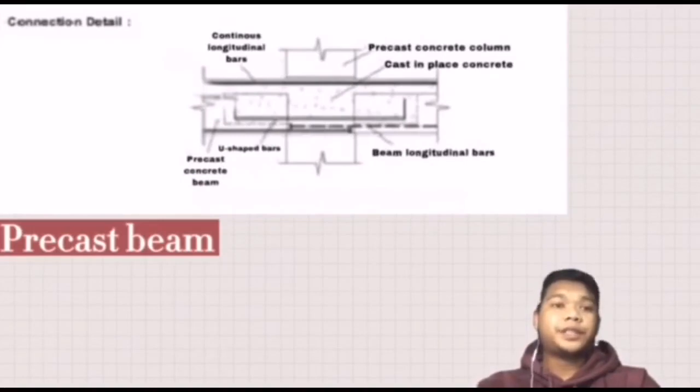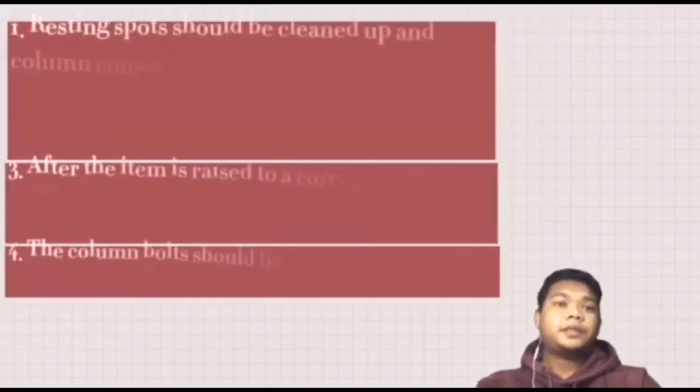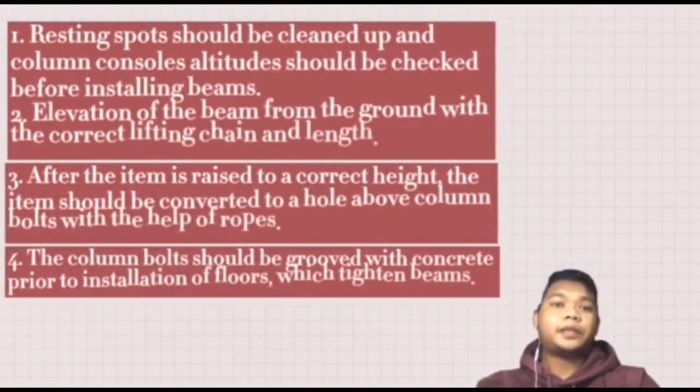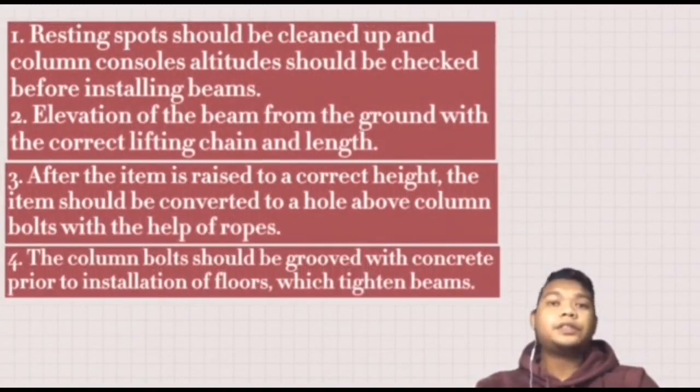For the installation, the precast beam resting spot should be cleaned up and the column console attitude should be checked before installing the beam. Elevate the beam from the ground with the correct lifting chains and length. The beam needs to hang horizontally. After the item is raised to a correct height, it should be directed to the hole above the column bolt with the help of rope.